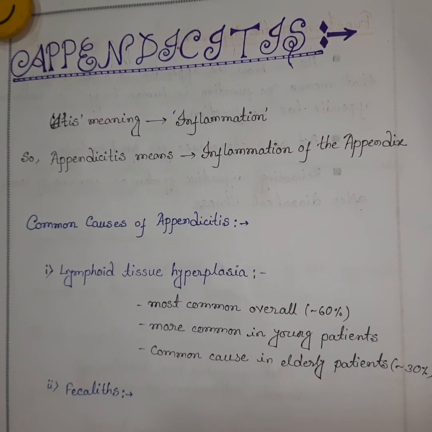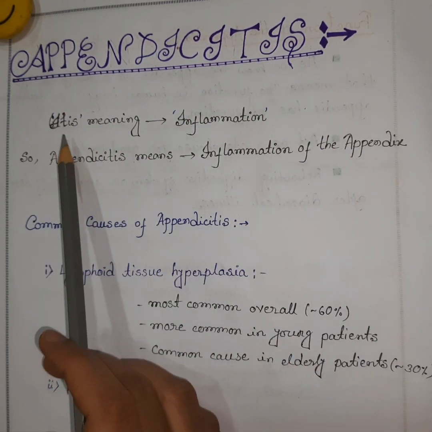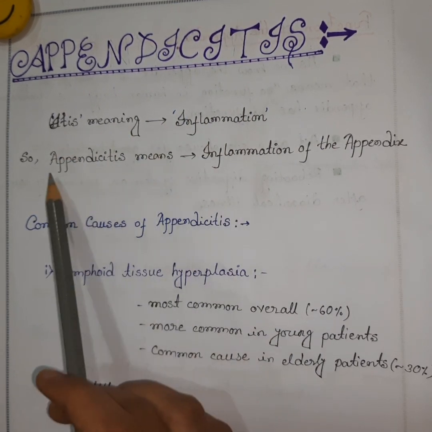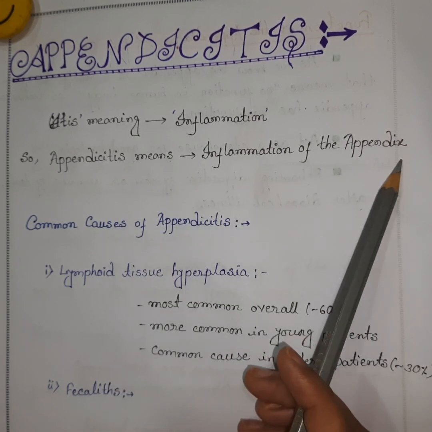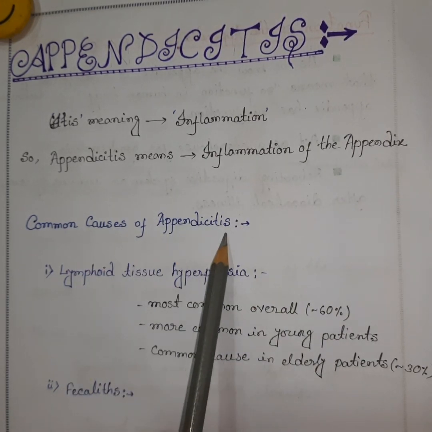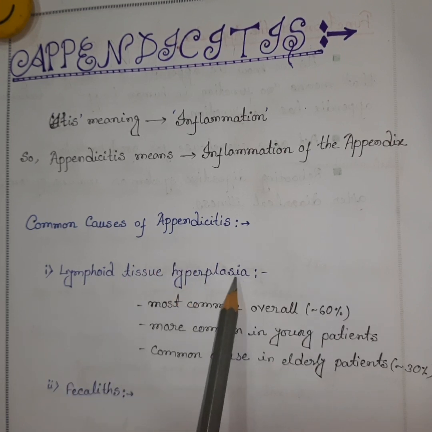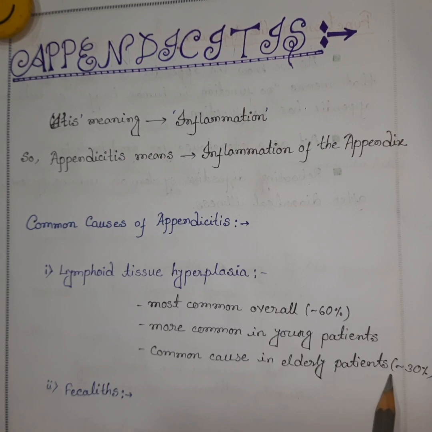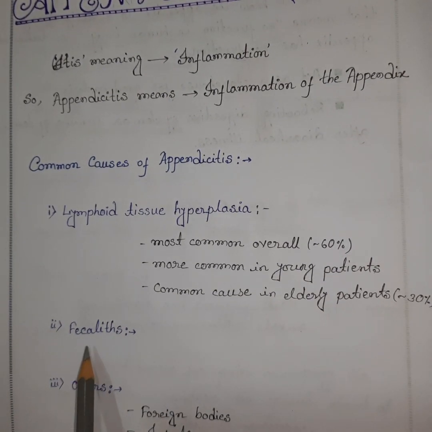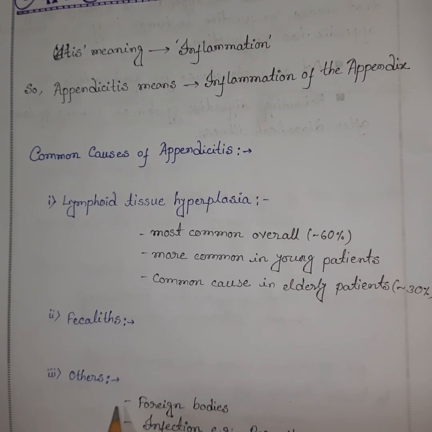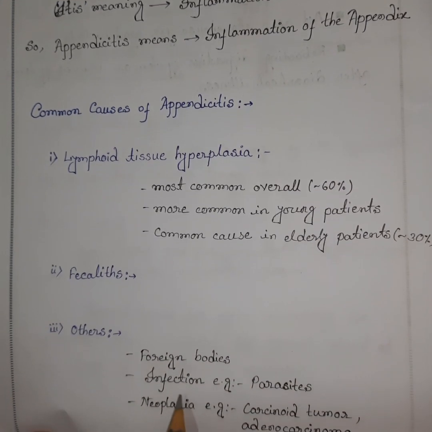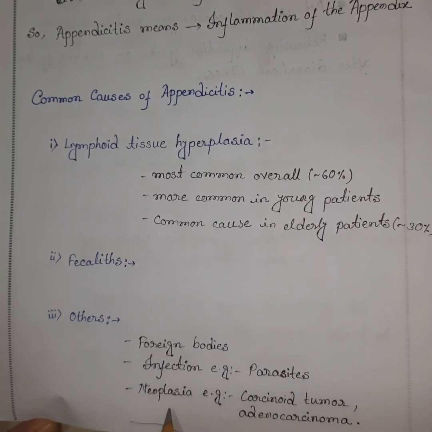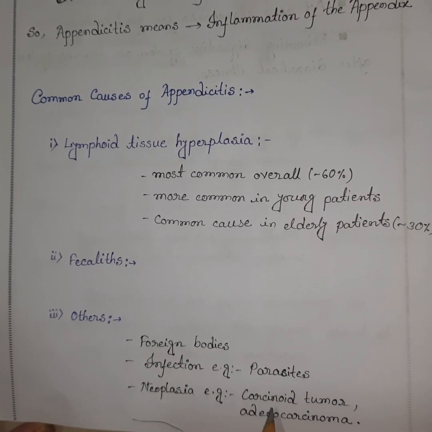So now we talk about appendicitis. Itis means inflammation, so appendicitis means inflammation of the appendix. Common cause of appendicitis: lymphoid tissue hyperplasia. It is the most common cause overall, about 60%, and more common in young patients. The common cause in elderly patients is about 30%. The second cause is fecalith, and the third, other causes, are foreign bodies, infections such as parasites, and neoplasia such as carcinoid tumor or adenocarcinoma.